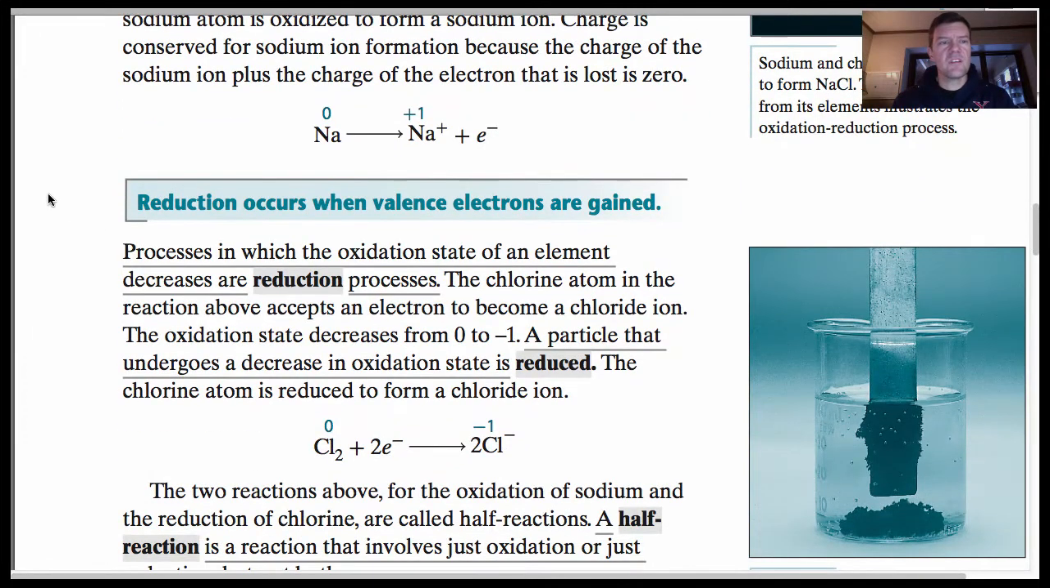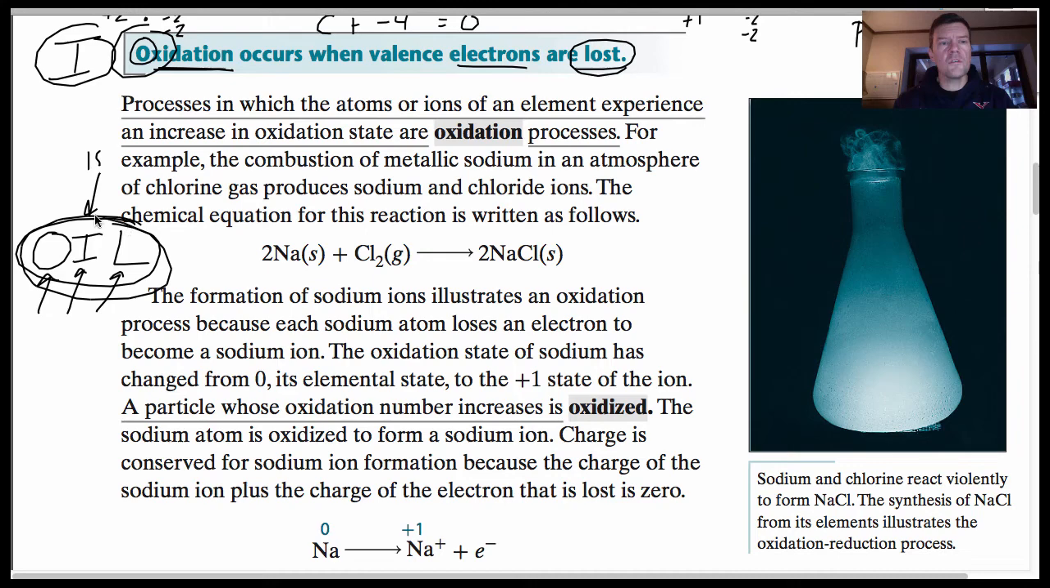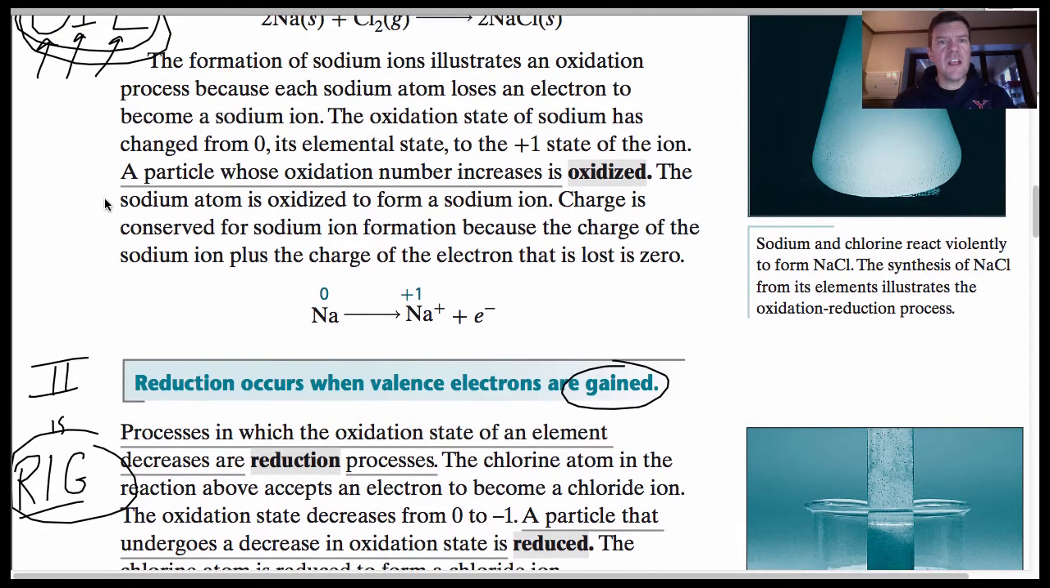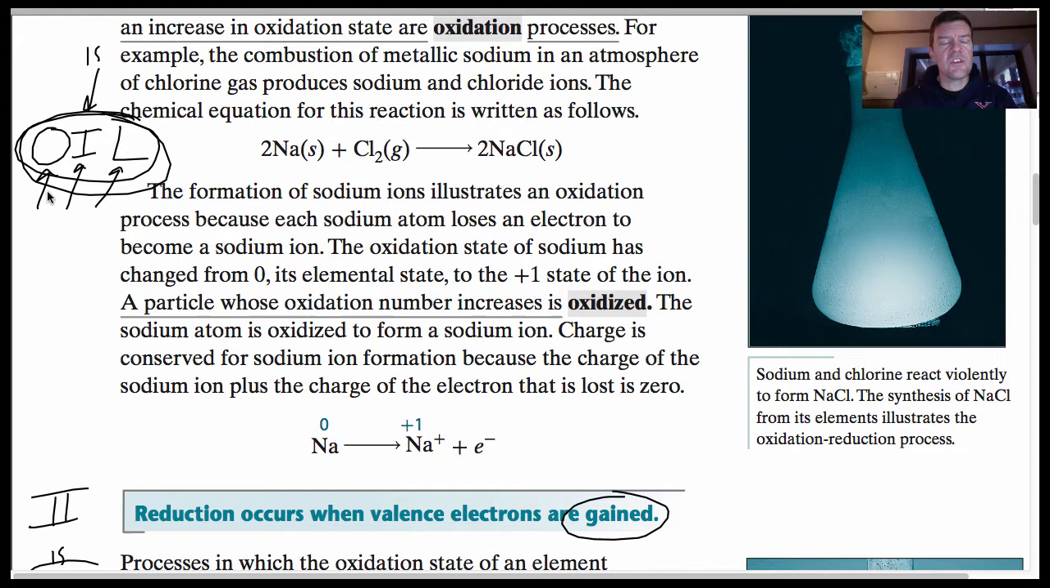Likewise, the other one, reduction, is gaining. Okay, so R for reduction, I for is, and G for gaining, and that's rig. So if you remember oil rig, it's kind of a helpful little two-word mnemonic device. So oil rig helps you figure out which is which.